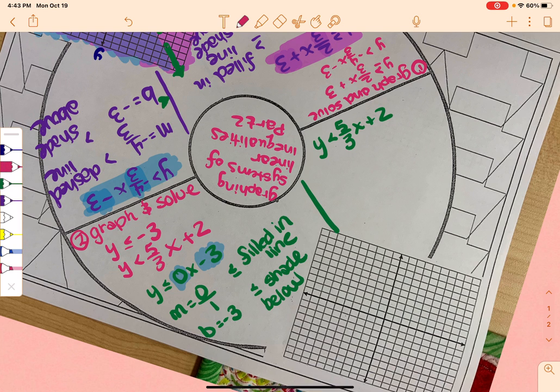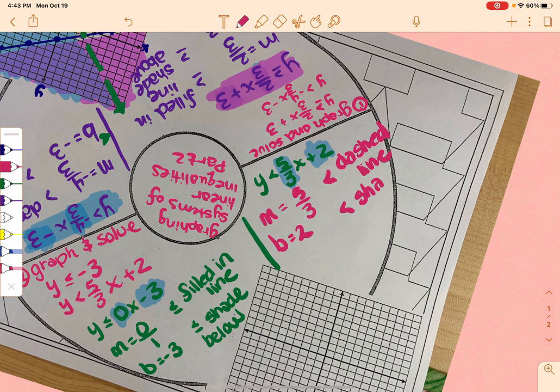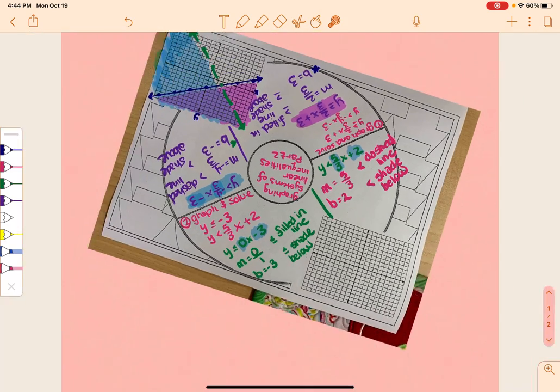Draw my line here. Okay, now if I go over to the other one, here's my slope and my y-intercept. So my slope is 5/3. My b value is +2. So with that kind of inequality, it is a dashed line. And that kind of an inequality, it's going to be shaded below. So I've gotten all 4 pieces for this inequality and all 4 for this one.